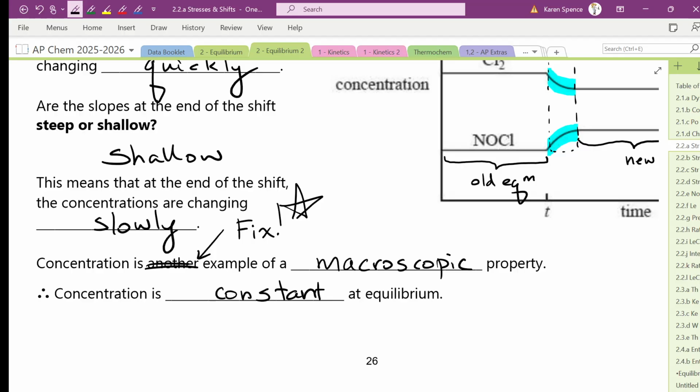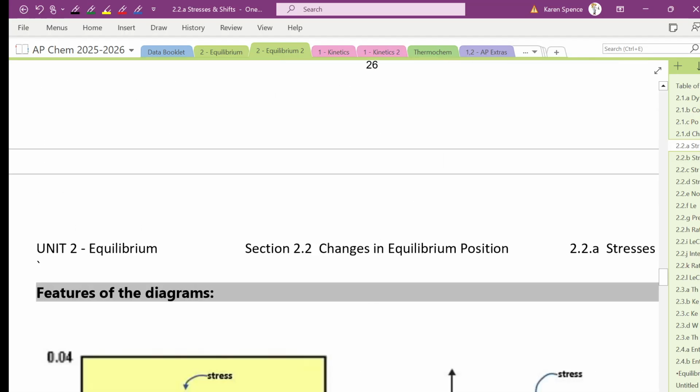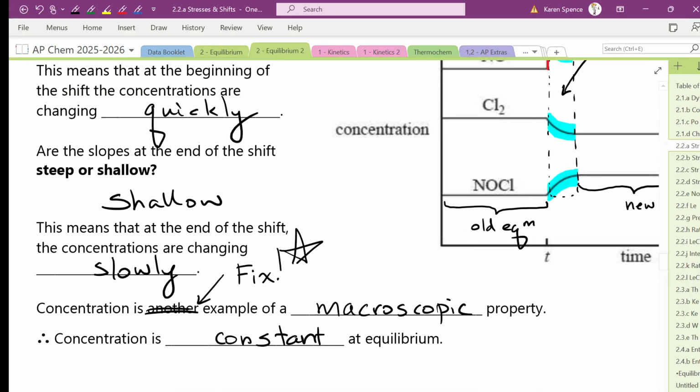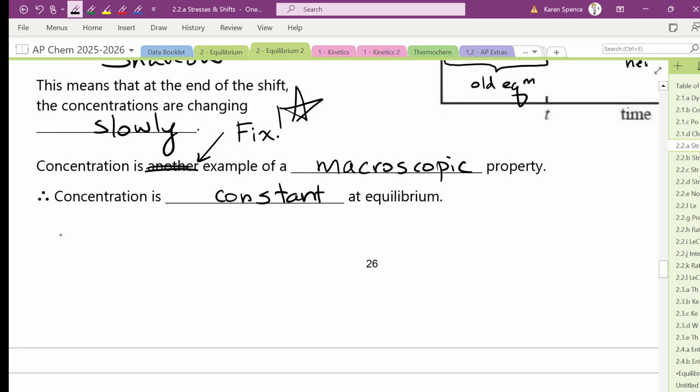Hang on one second. I'm thinking maybe I have this somewhere else. Hang on one second. No, I don't. Okay, while we're here, I would like you to tell me examples. I think there's another place for this, so we may end up doing this twice, although we won't write it the second time. Examples of other macroscopic properties. Yeah, I'm pretty sure it's somewhere else.